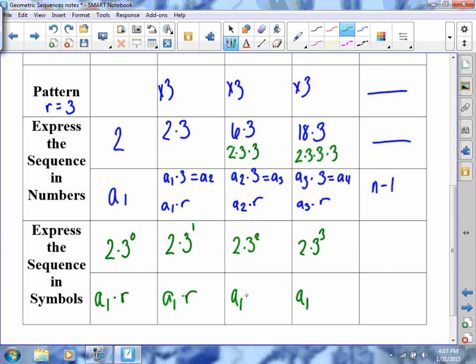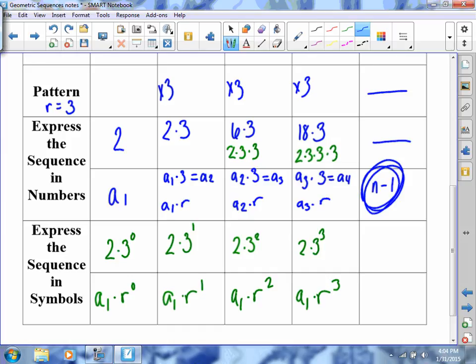which is the ratio. So the only thing that's changing is that exponent. So I'm starting with a 0, and then I'm increasing to a 1, and then a 2, and then a 3. But again, this is my first term. So for my first term, I have an exponent of 0. For my second term, I have an exponent of 1. For my third term, I have an exponent of 2. For my fourth term, I have an exponent of 3. So again, it's that whole n minus 1 concept.